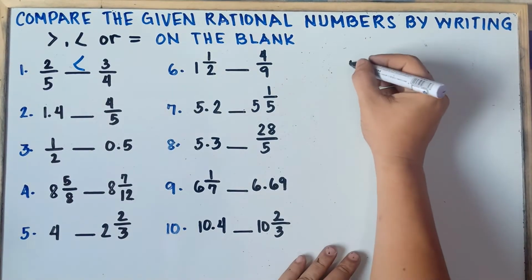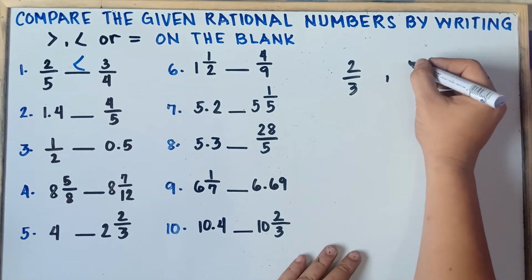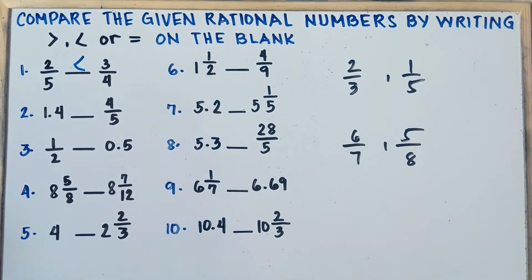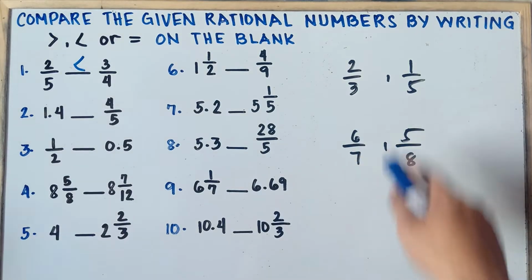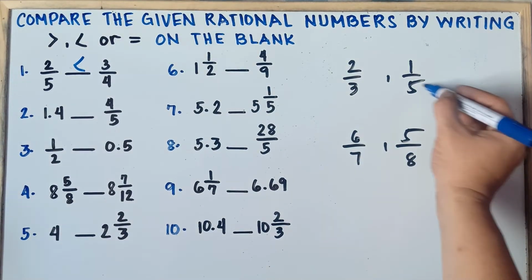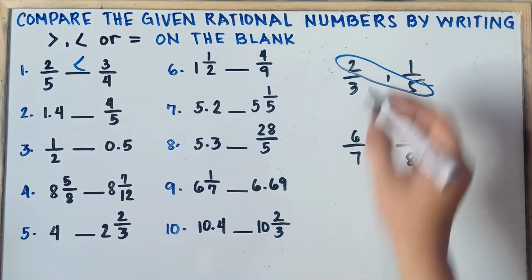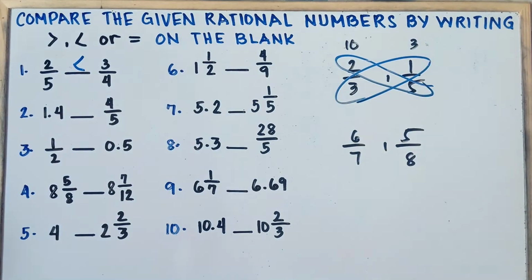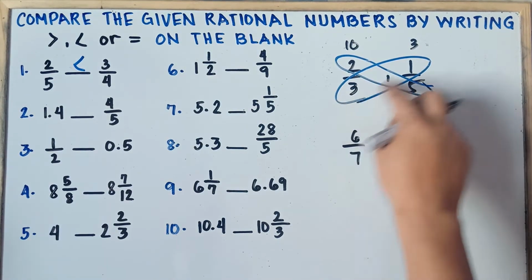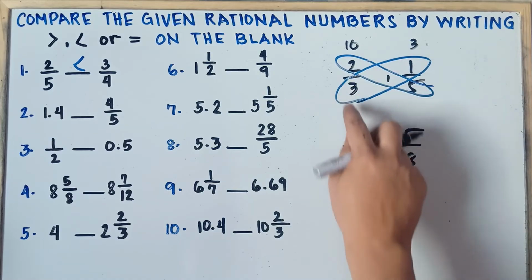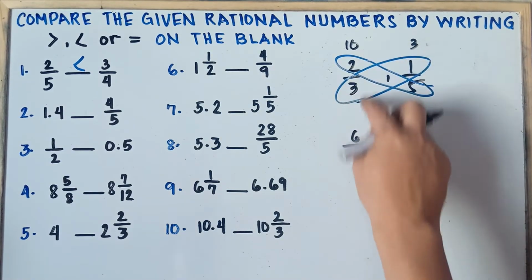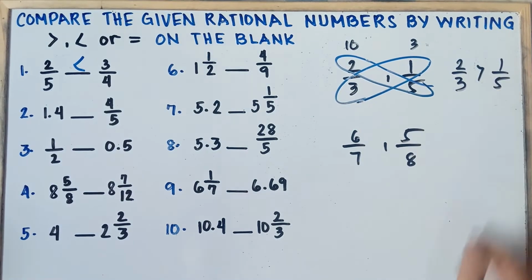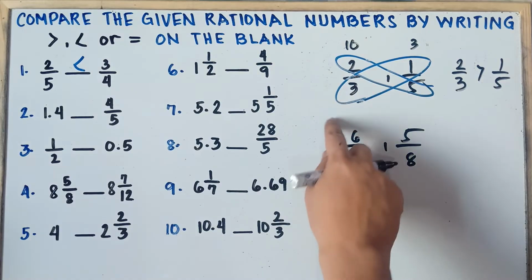Example, 2 over 3 and 1 over 5. Another example, 6 over 7 and 5 over 8. So which is greater, 2 over 3 or 1 over 5? Let's cross multiply. 2 times 5, that's 10. And then 3 times 1, that's 3. 10 is aligned on 2/3. Therefore, 2 over 3 is greater than 1 over 5. Simple as that class.